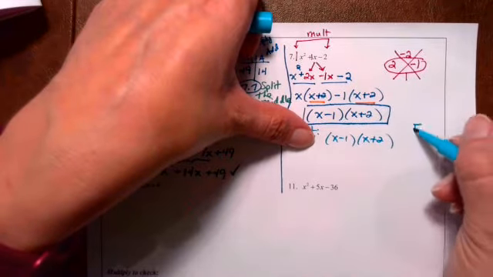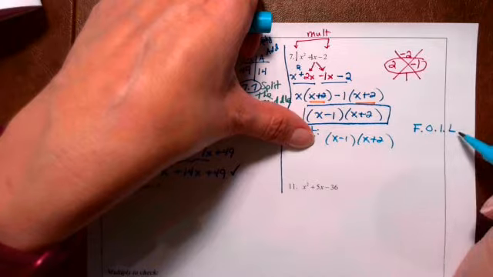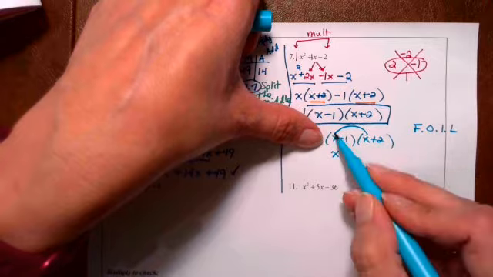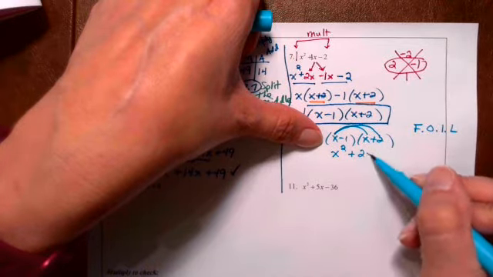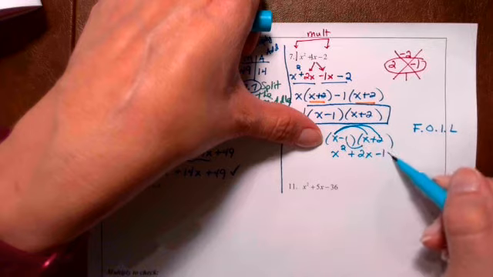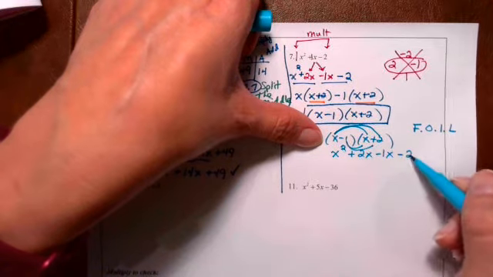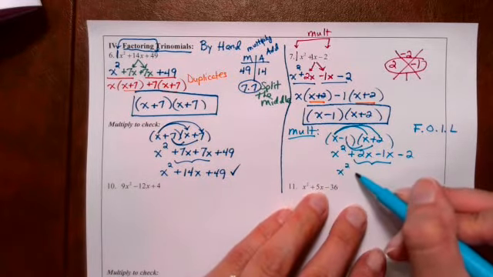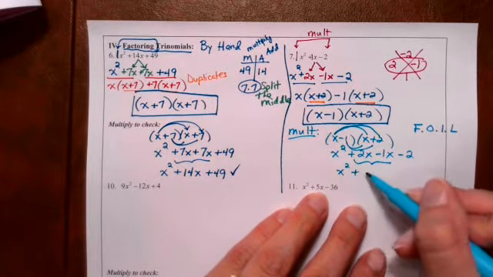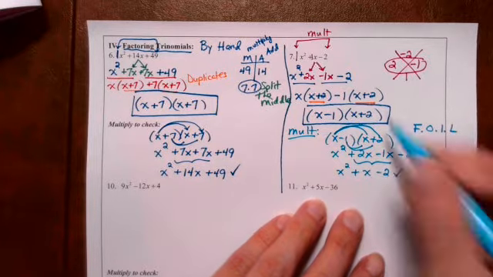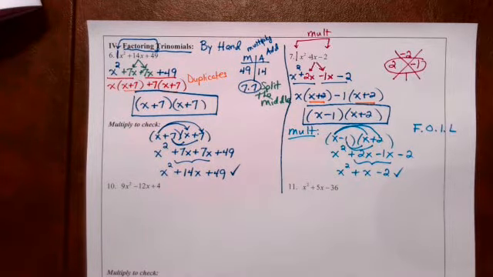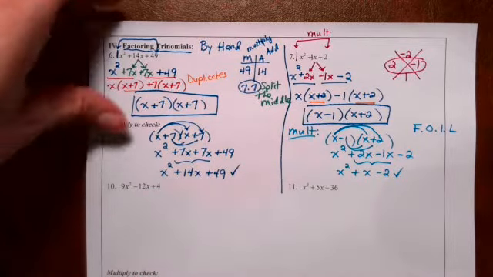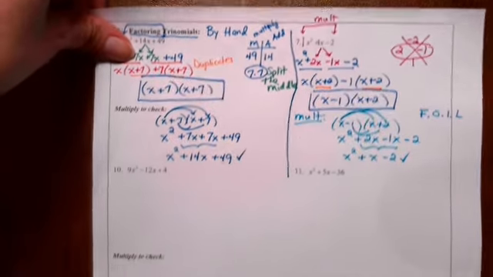So in terms of FOIL, F-O-I-L, that stands for firsts. That's x squared. Outers is plus 2x. Inners minus 1x. And lasts minus 2. Your middles are going to combine here, and that makes x plus 2 minus 1, and that was the problem, so it checks. I want to see factoring as well as multiplying, so you're doing two different things here in our practice. Okay, let's take a look at number 10.